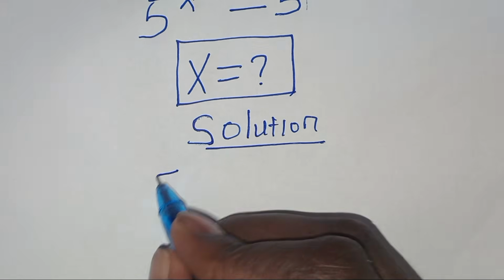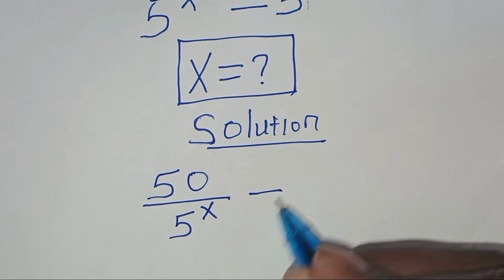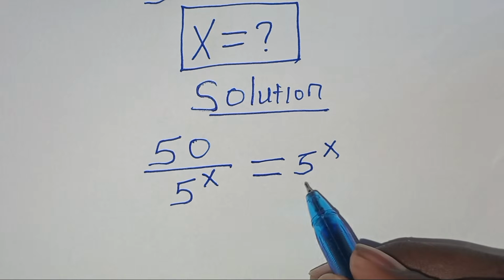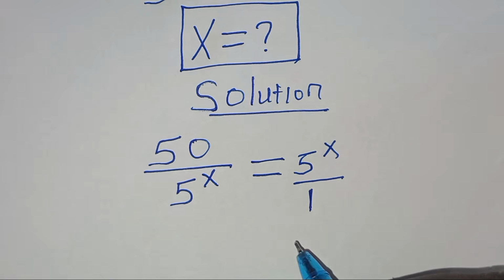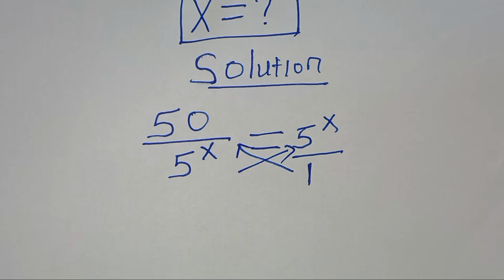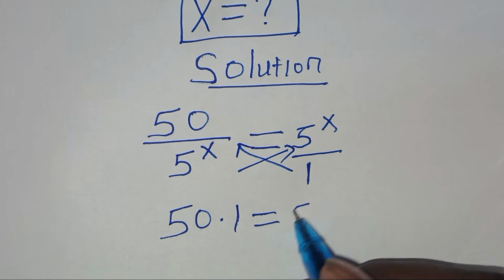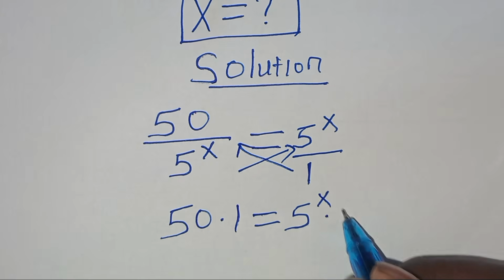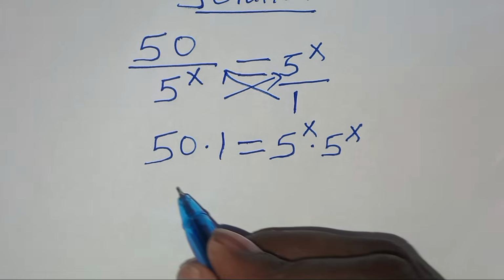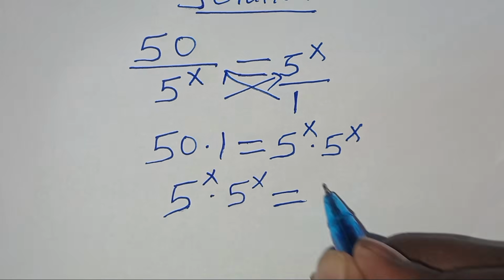So we have 50 divided by 5 to the power of x, equal to 5 to the power of x. Now, since 5 to the power of x is a whole number, this is over 1. So let's cross multiply so that we have 50 multiplied by 1 equal to 5 to the power of x times 5 to the power of x. Now we have 5 to the power of x times 5 to the power of x equal to 50.